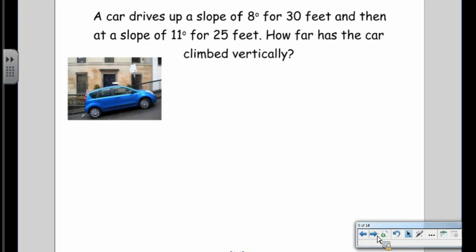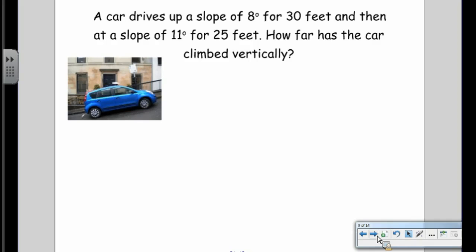Here's our next problem. A car drives up a slope of 8 degrees for 30 feet, and then at a slope of 11 degrees for 25 feet. How far has the car climbed vertically? Okay, there's multiple ways that you can draw this picture, but just think about, it's a car in San Francisco, and they drive up a slope, and then maybe it levels out for a while, but then they drive up another street. So that would be how this would be real-world applicable.